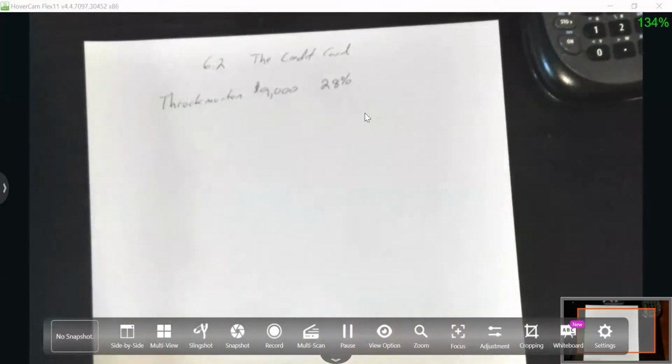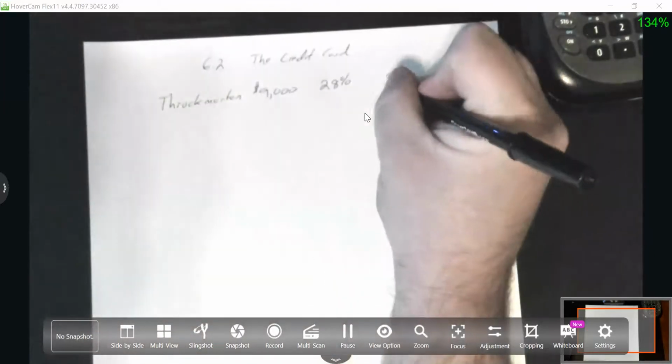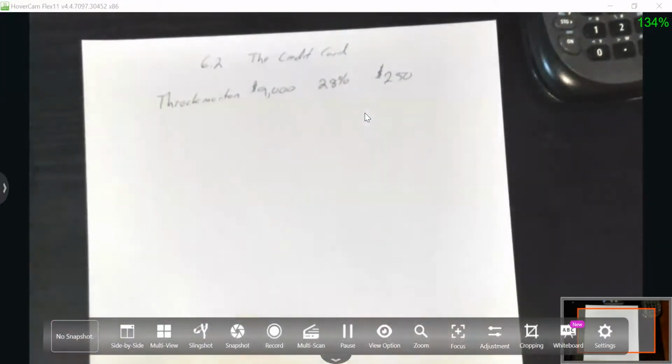Now, Throckmorton has decided that, well, he wants to stop this. He doesn't want to be riddled in debt his whole life, but he can only afford a certain amount of money. He can only afford to pay $250 every month. Now, he's not going to use the card for anything else, but this is where it is. He's trying to pay it down. He's not going to buy anything else. He just wants to make it go away.